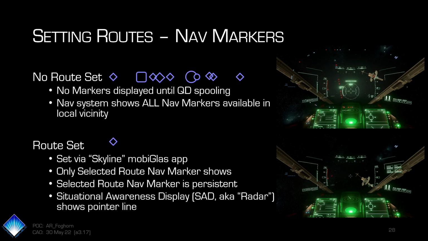However, a desired destination can be selected in the Skyline Mobiglass app, and Skyline will calculate the most efficient routing from the current position to that destination. If that route is then set, only the next nav marker in that routing is displayed in the HUD. Also, this selected nav marker is displayed persistently across all HUD formats, so it can be referenced even when the navigational HUD is not displayed. Additionally, the Situational Awareness Display, or SAD, displays a pointer line to the selected nav marker.